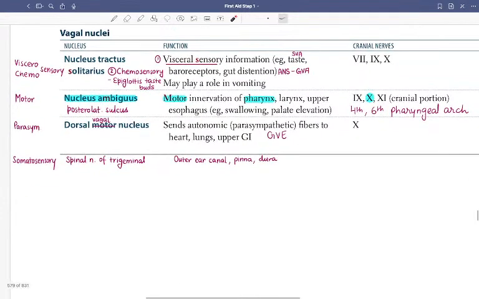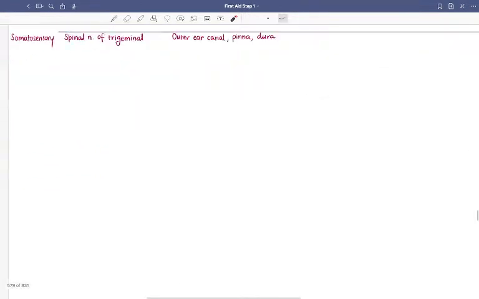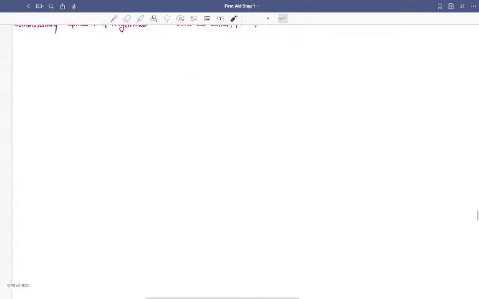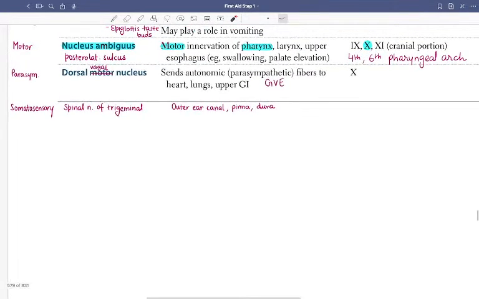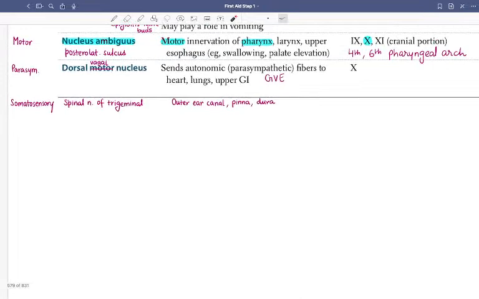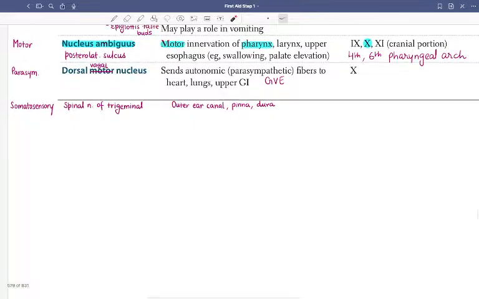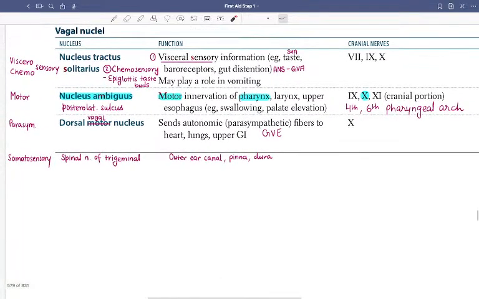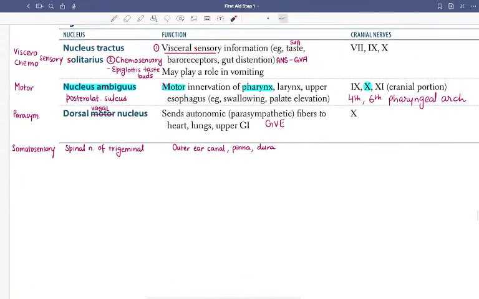Next, ambiguus was everything motor, while tractus solitarius had everything to do with the baroreceptors and vomiting and stuff.